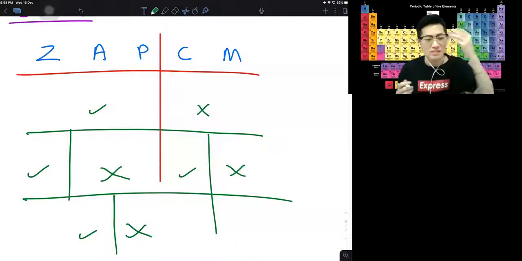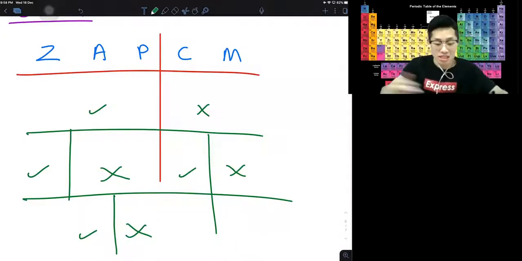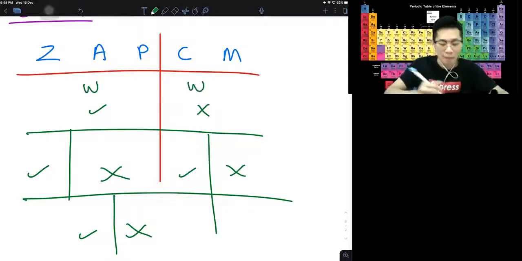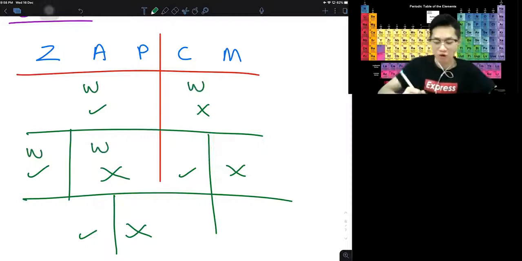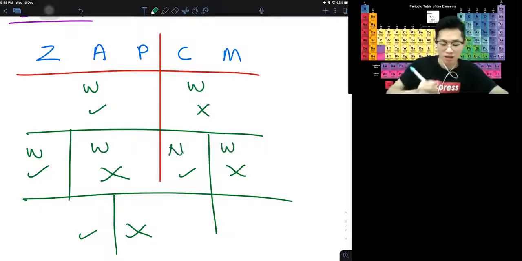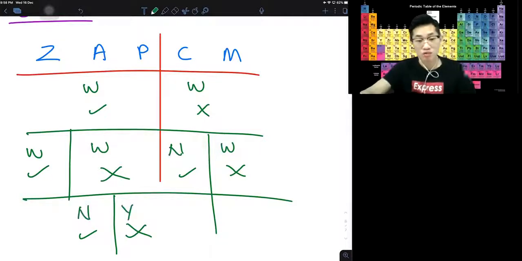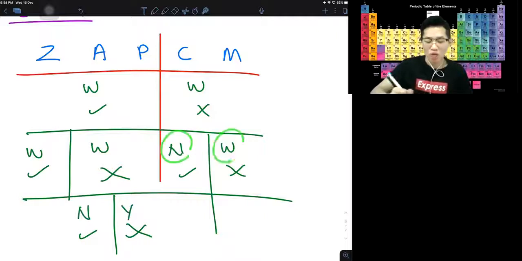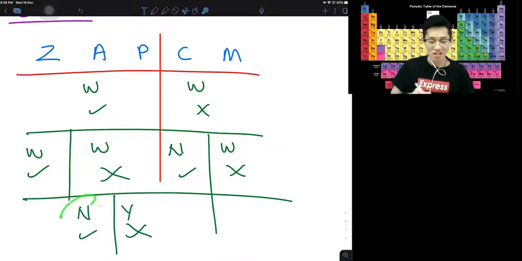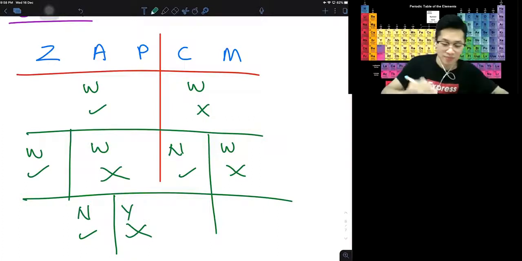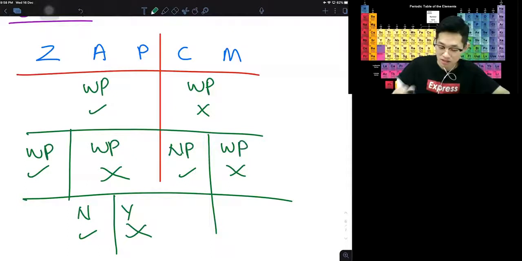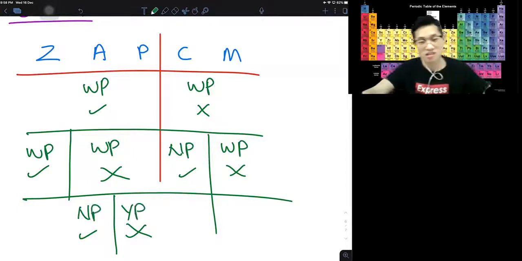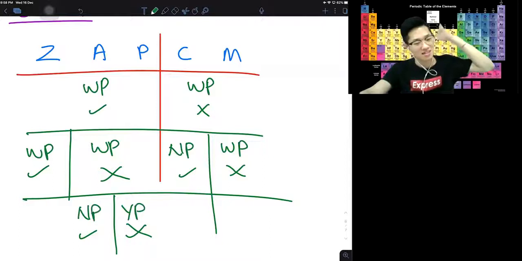What is this? Okay, let us fill up the observation. The observation is W, W, W, W. 4W followed by N, NW, and Y, which we call it as Norway, New York. P, P, P, P, P. This is the TTC method.